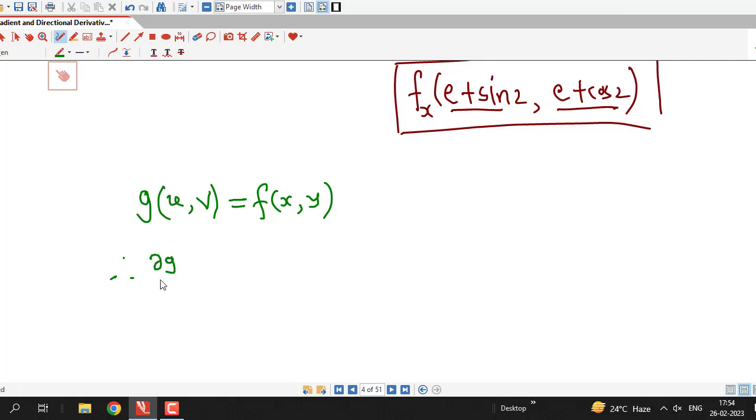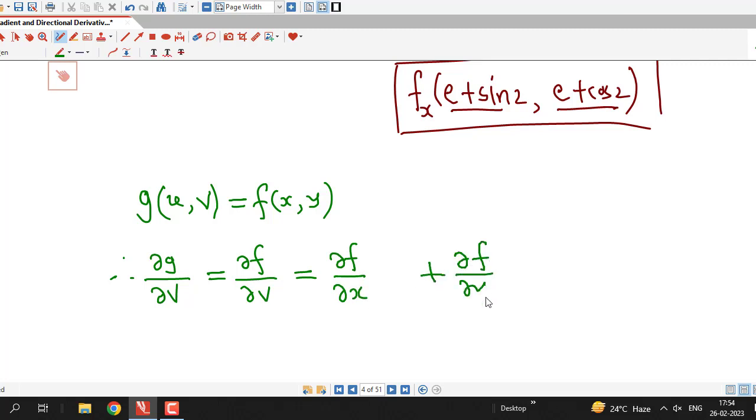Therefore del g by del v is equal to del f by del v. f is directly a function of x and y. Therefore first I differentiate f with respect to x and y, and because x and y are functions of u and v, and we are interested in the partial derivative with respect to v, we write down partial derivatives of x and y with respect to v in the product, and this is by chain rule.